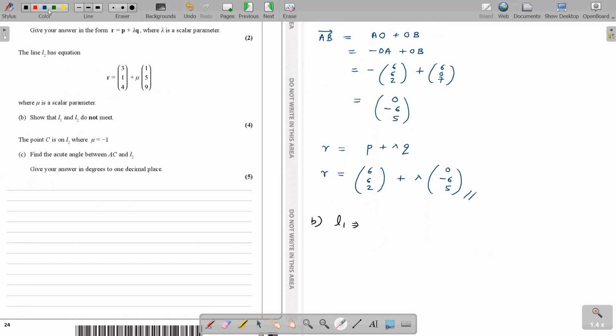For example, in line 1, what's our coordinate? Can you all simplify this and write down? 6 plus 0 lambda, basically 6. Then the other one, 6 minus 6 lambda. Next one, 2 plus 5 lambda. And then line 2. If I go on with line 2, I get r equals 3 plus mu into 1, that is 3 plus mu. 1 plus 5 mu. The next one.